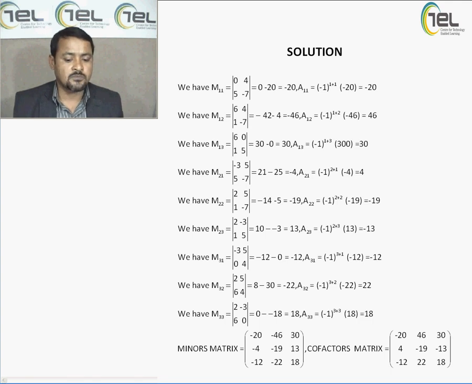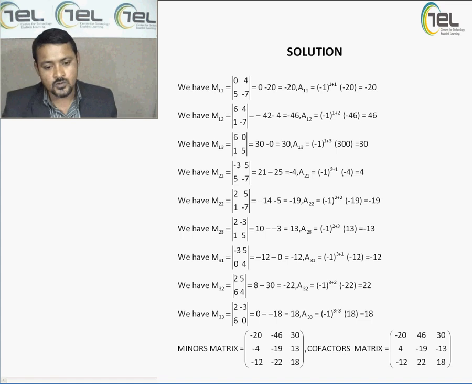We can also at the same time find the cofactor matrix. Minus 20, 46, 30 is coming in the first row, 4, minus 19 and minus 13 coming in the second row, minus 12, 22 and 18 coming in the third row. So you have a minor matrix and a cofactors matrix. The values are almost similar, but for some values, the odd values, the signs are a little bit different, the opposite.